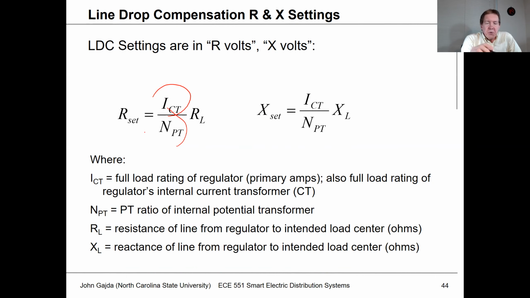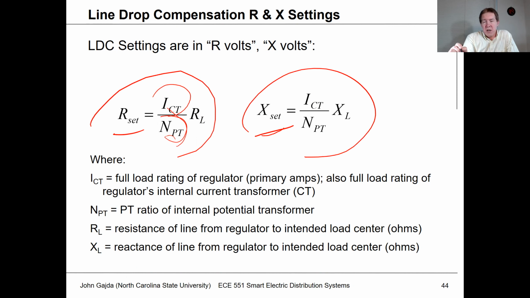So what you really have for R set and X set is a set of values that are actually having units of voltage, where what R set's going to be is going to be the CT ratio times RL divided by the PT ratio. And a similar value here for X set. And that's the thing that confounds a lot of people sometimes about using regulators. Why can't you just put in R and X directly? But because of the history, you've actually got to do an R set and an X set. And they're just simply related by these two formulas here, okay?